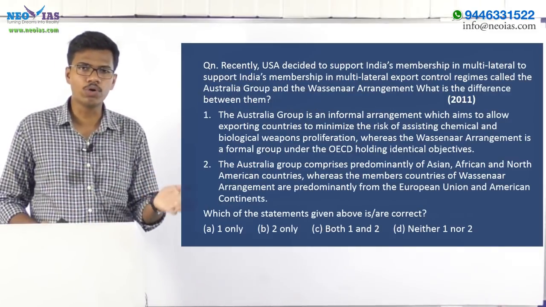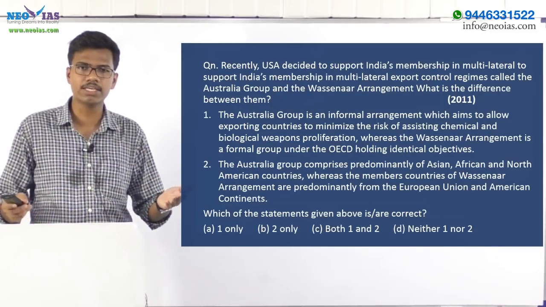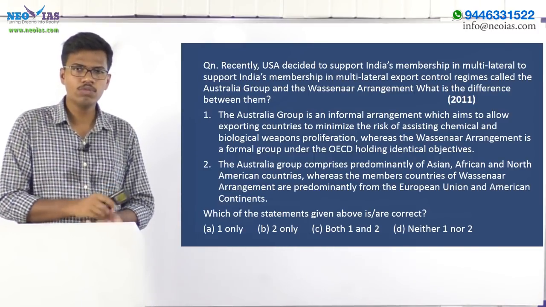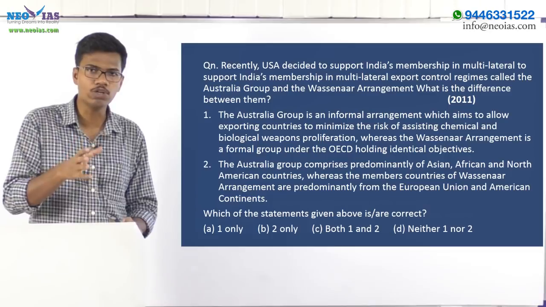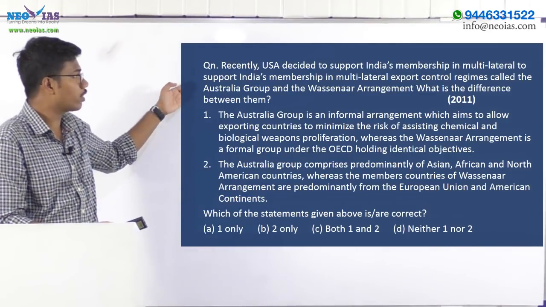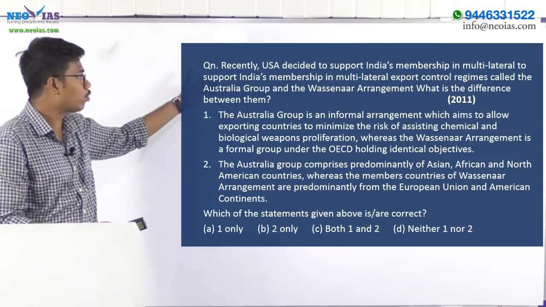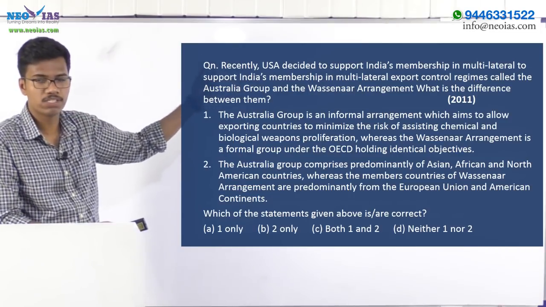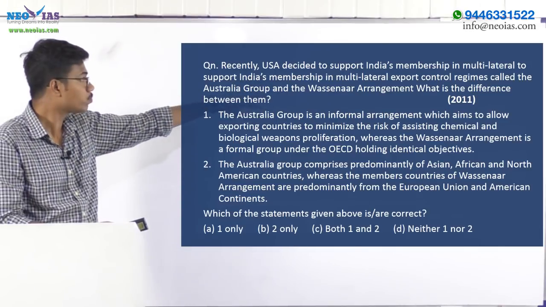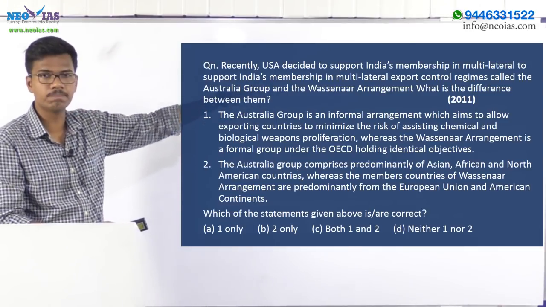Now previously I have told you UPSC in 2011 again asked a similar kind of question comparing the Australia group and Wassenaar Arrangement. Now this is a confusing question and we will try to tackle it. The question is something like this. Recently the USA decided to support India's membership in multilateral export control regimes called Australia Group and Wassenaar Arrangement. So this was true during that 2010-11 time period. What is the difference between them?